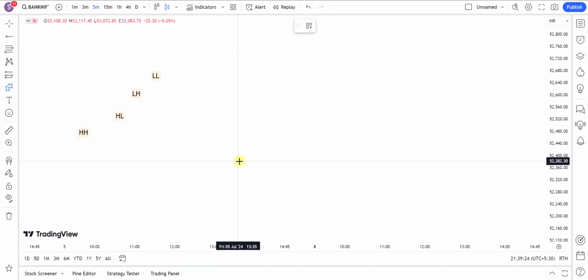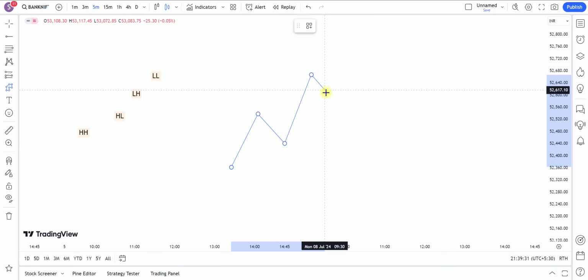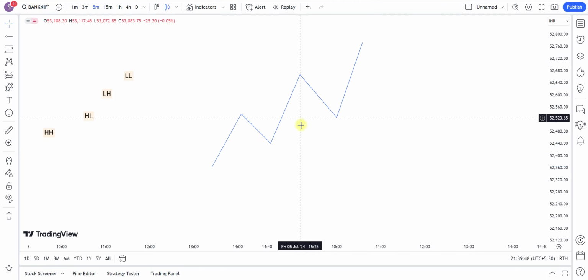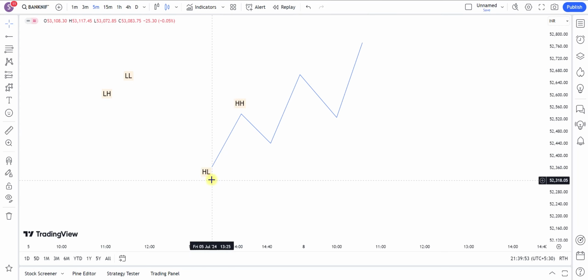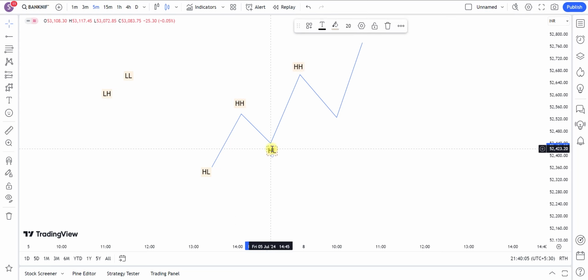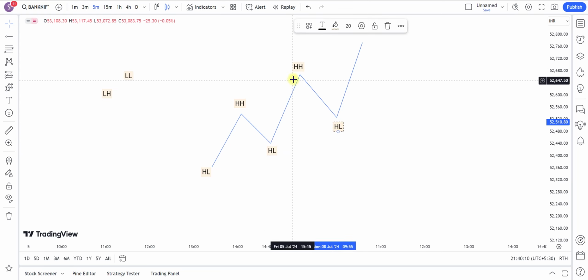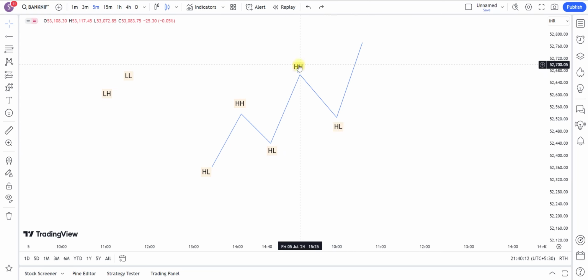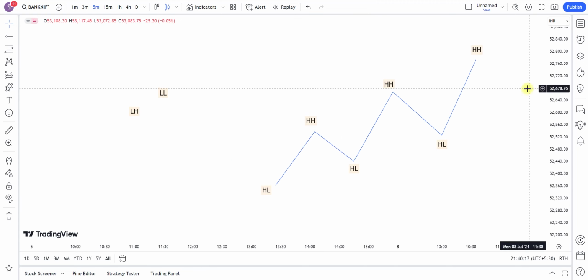Okay, so I will just draw a simple example: higher low, higher high, higher low, higher high, higher low, higher high. So as we know this kind of pattern which we are seeing in the market, I will just mark it: higher high, higher low, higher low, higher high, higher low, and again a higher high. Okay, I hope this much is clear.